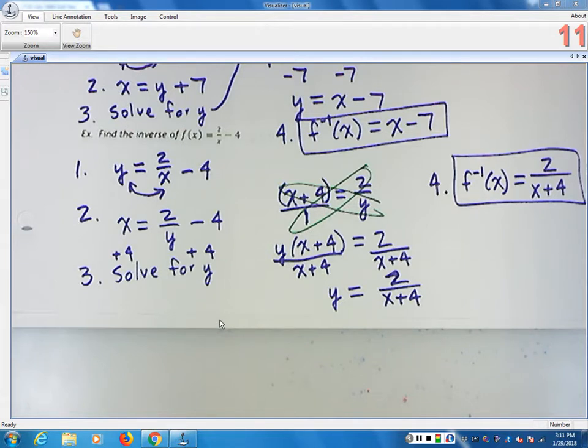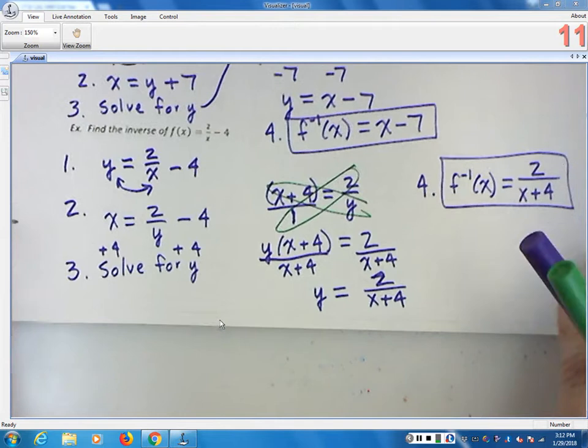Okay, so that won't be given to you for the next test. How the steps work, you have to do it enough and memorize it. That's how you can find the inverse function of a function.